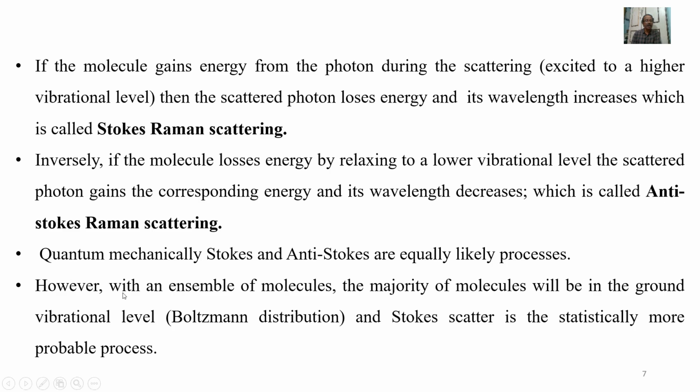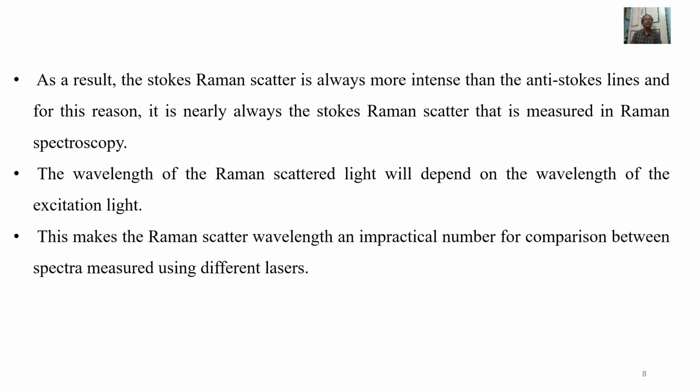However, with an ensemble of molecules, the majority of molecules will be in the ground vibration level, which is nothing but Boltzmann distribution, and Stokes scatter is a statistically more probable process. As a result, the Stokes-Raman scatter is always more intense than the anti-Stokes line, and for this reason, it is nearly always the Stokes-Raman scatter that is measured in Raman spectroscopy.